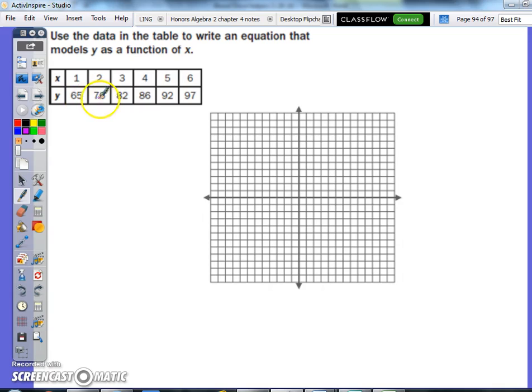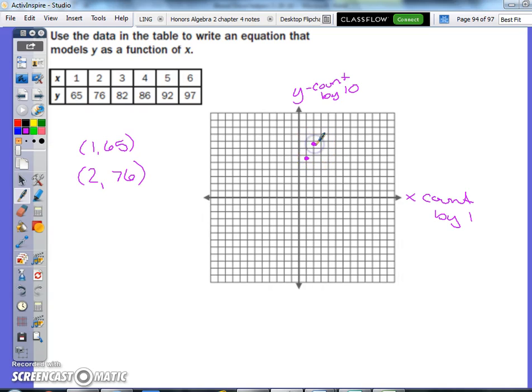Now, we're going to plot these, but here's the thing. Do you see how it says 65, 78, 80, 86? So we're going to count by tens on the y-axis, and on the x-axis, count by ones. All right, so 1, 65. So 10, 20, 30, 40, 65. There we go. Then we have 2, 76.